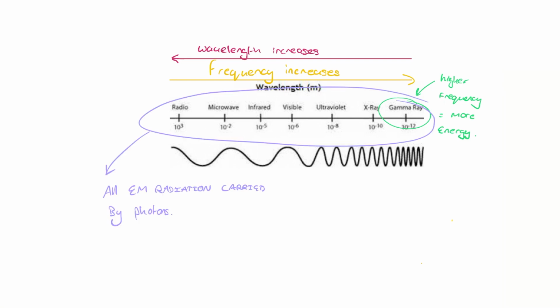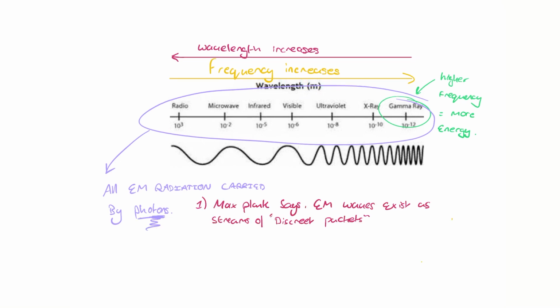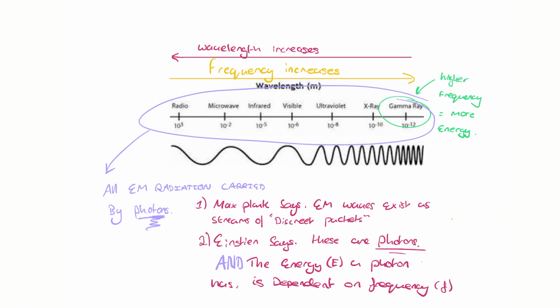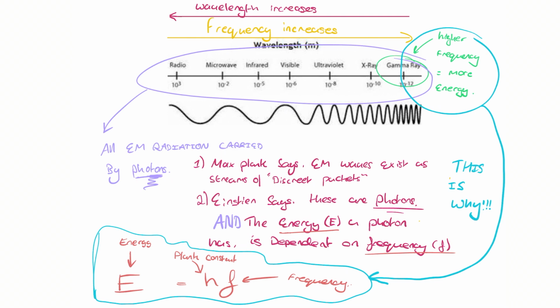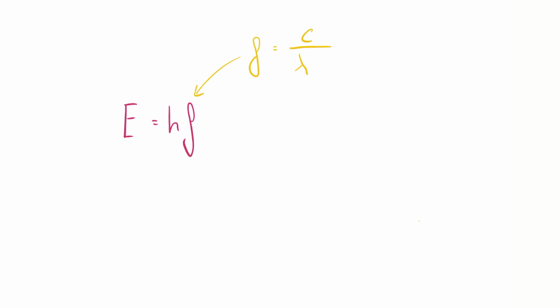Onto photons. As I'm sure you remember, they're the carrier particle of electromagnetic radiation, and Max Planck suggested that electromagnetic waves can only be released in discrete packets or quanta. Einstein went further by suggesting that these can only exist in discrete packets, which are called photons. The energy, E, that one of these photons carry is equal to Planck's constant multiplied by the frequency of light. Frequency is also equal to the speed of light, c, divided by the wavelength of the wave, lambda. So we can substitute frequency in the equation with c over lambda, and we get E equals hc over lambda.